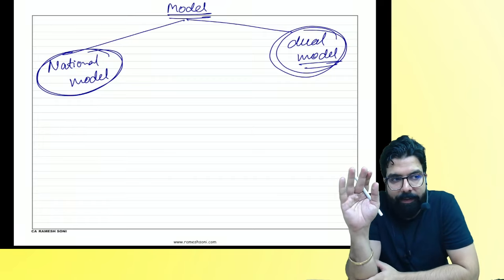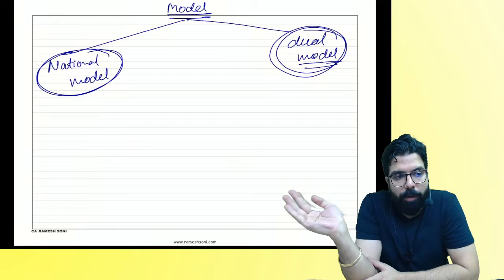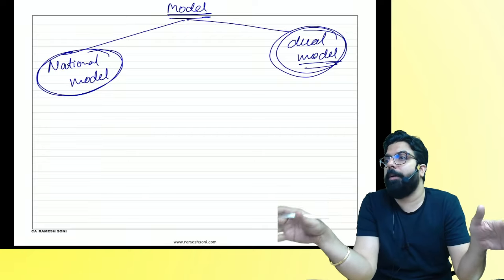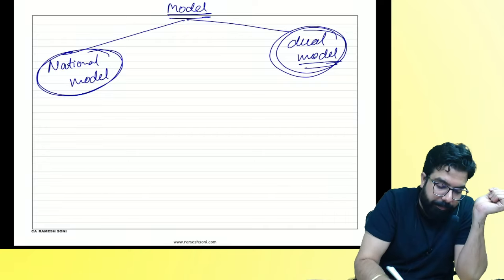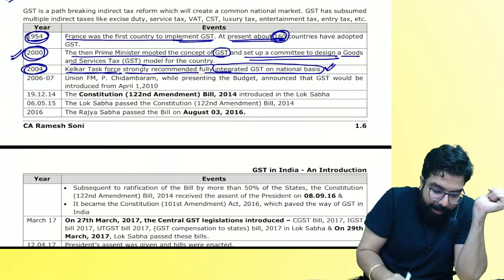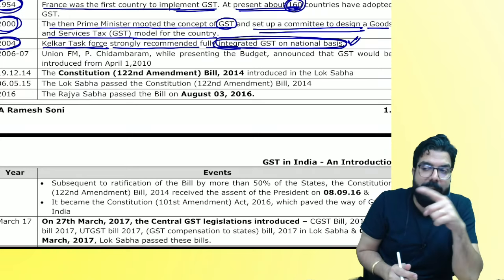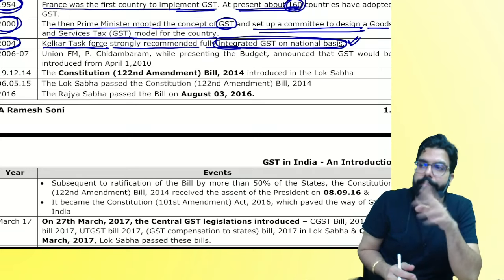Who will charge the GST? Both center and state. The central government charges? CGST. The state government charges? SGST. Are we all 100% clear? Next. So that's what they are telling, that the Kelkar task force wanted what? IGST, national model. But did the national model come in India or did the dual model come?